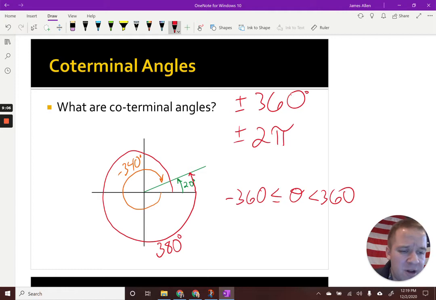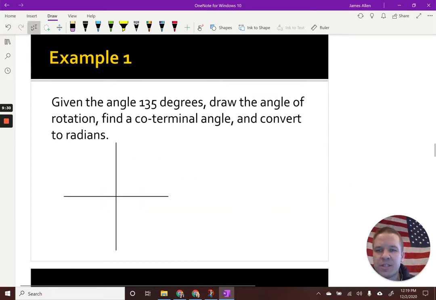Well, 380 would fall out of that, so I couldn't use 380. So in this case, negative 340 would be the only one that would work. I would have needed to subtract 360 from 20 to get that one. So that's why we have the add or subtract. They're both coterminal angles, but only one of those fits within that realm right there. And that's what we'll usually do on those types of problems, so that we have one correct answer and not an infinite number of correct answers. Who wants that?